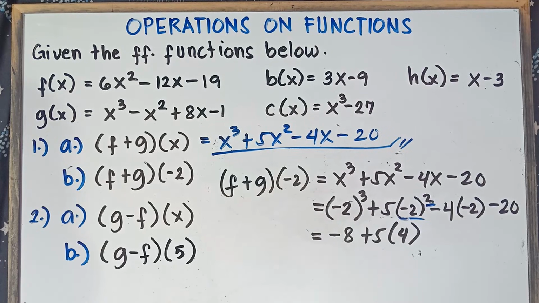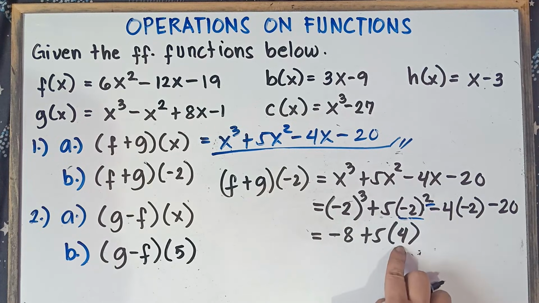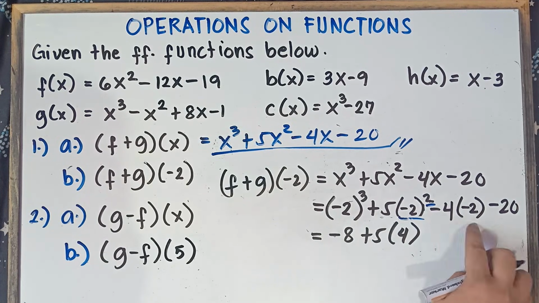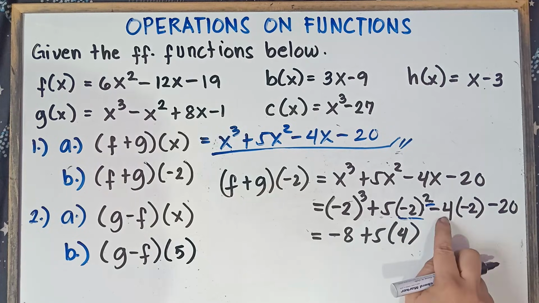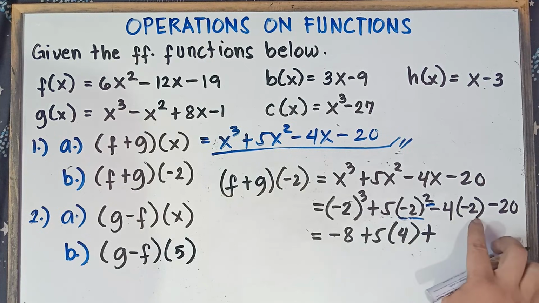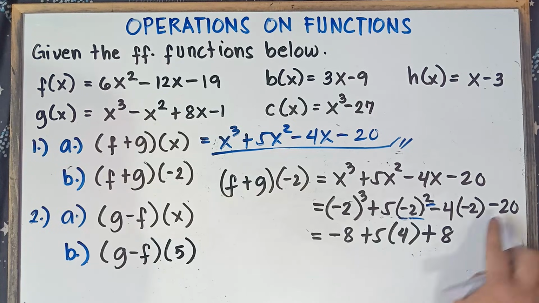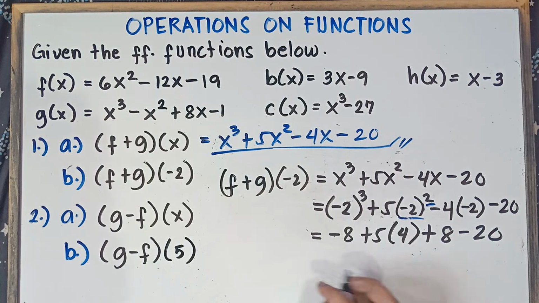Alright, where did you get 4? That would be negative 2 times negative 2, that would be positive 4. And then simply multiply this one: negative 4 times negative 2. Negative times negative is positive, 4 times 2 is 8. Negative 4 times negative 2 would be positive 8. Simply copy minus 20. Alright, and then simply simplify this one.